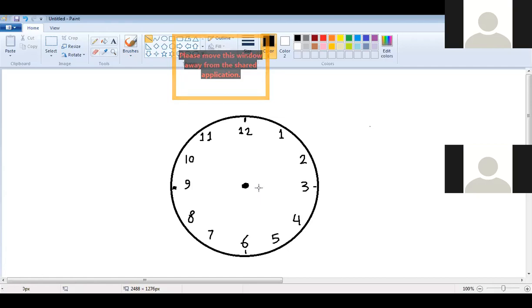Okay. Look, boys. If I divide this clock into 4 sections, look carefully. I'm going to divide it into 4 sections. So what is the first fourth? What is the first quarter? From 12 to 3. What is the time now? 3 o'clock. The time now is 3 o'clock.